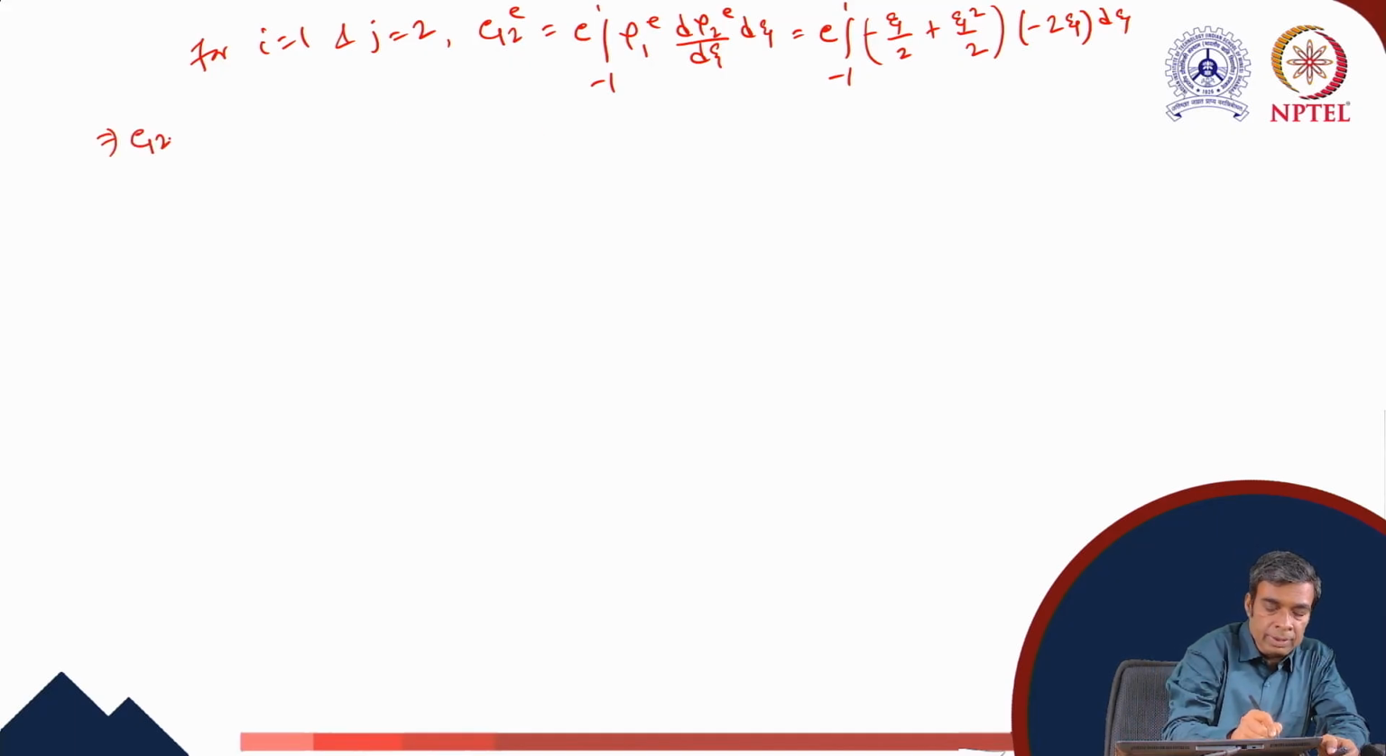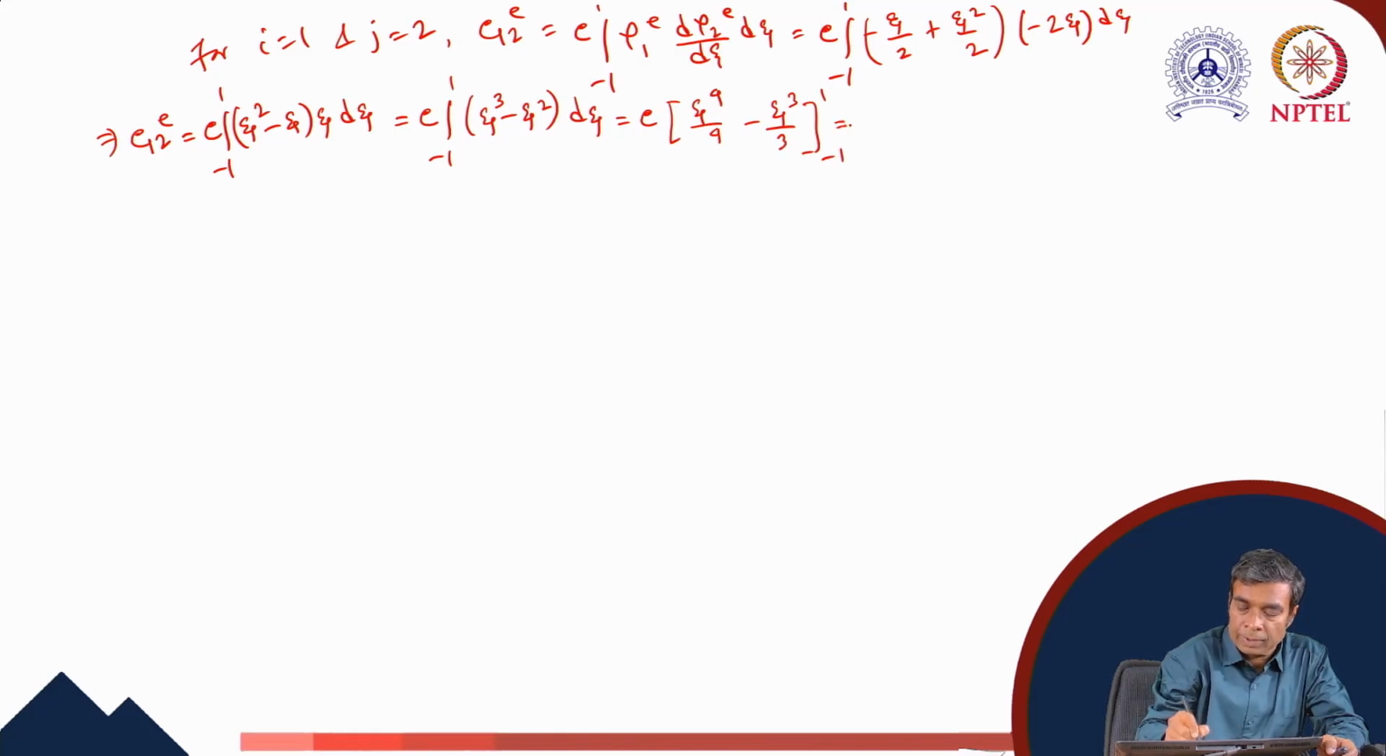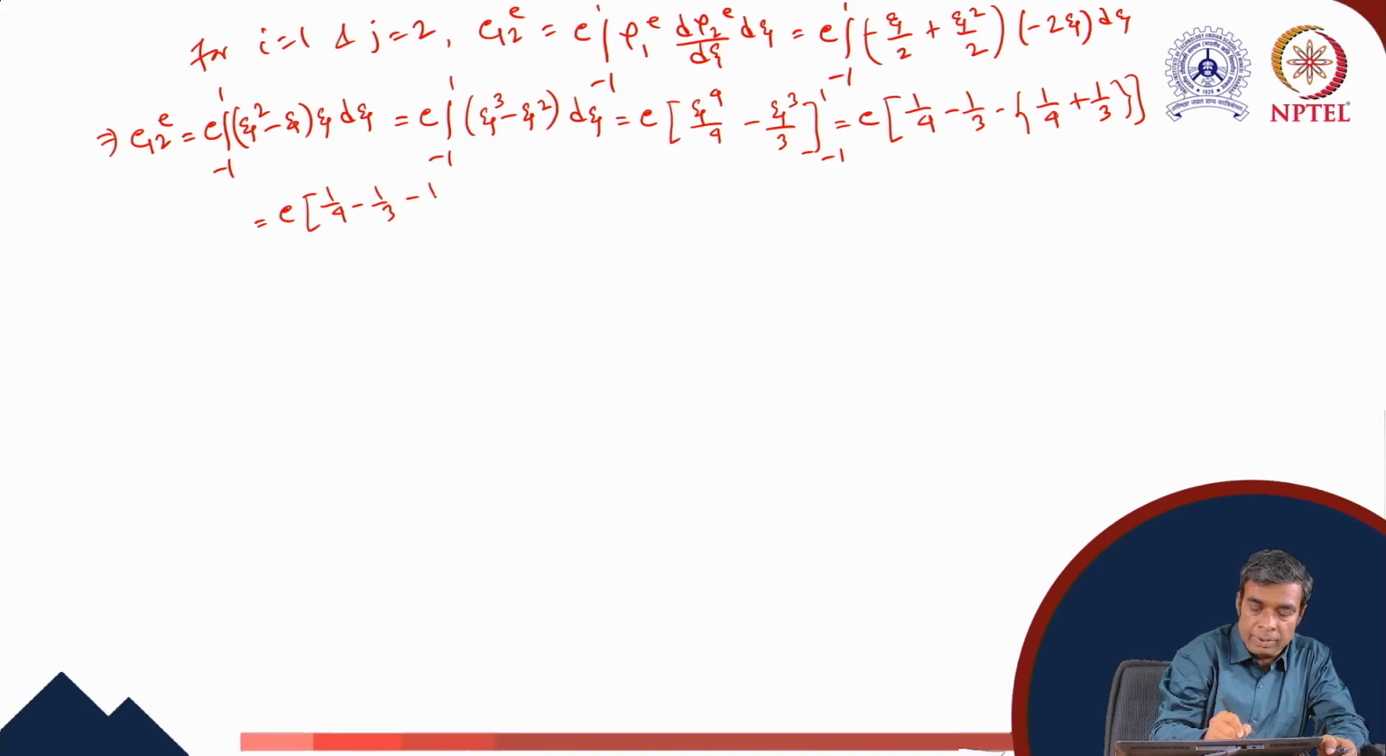This gives us C12e equals c integration from -1 to 1 of (xi square minus xi) into xi d xi, equals c into integration from -1 to 1 of (xi cube minus xi square) d xi, equals c into [xi to the power 4 by 4 minus xi cube by 3] from -1 to 1, equals c into (1/4 minus 1/3 minus 1/4 plus 1/3)... equals c into (1/4 minus 1/3 minus 1/4 minus 1/3), equals c into minus 2 by 3, equals minus 2c by 3.